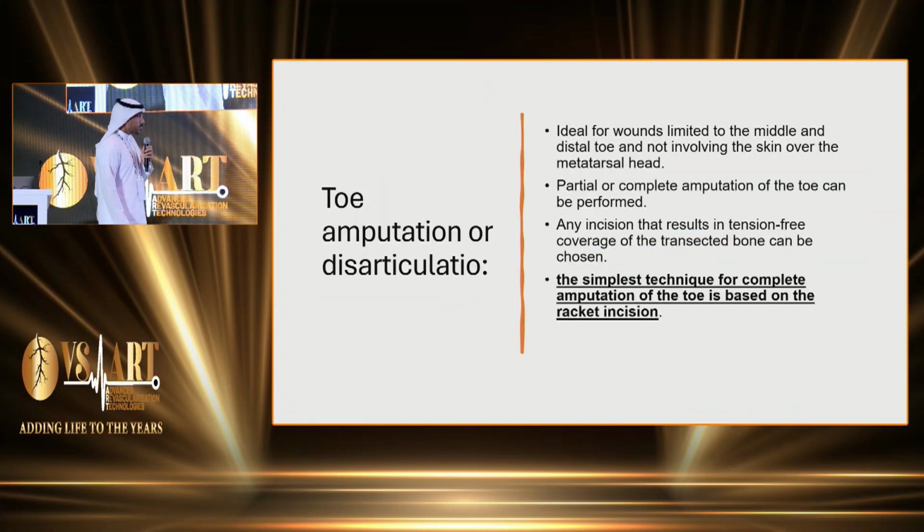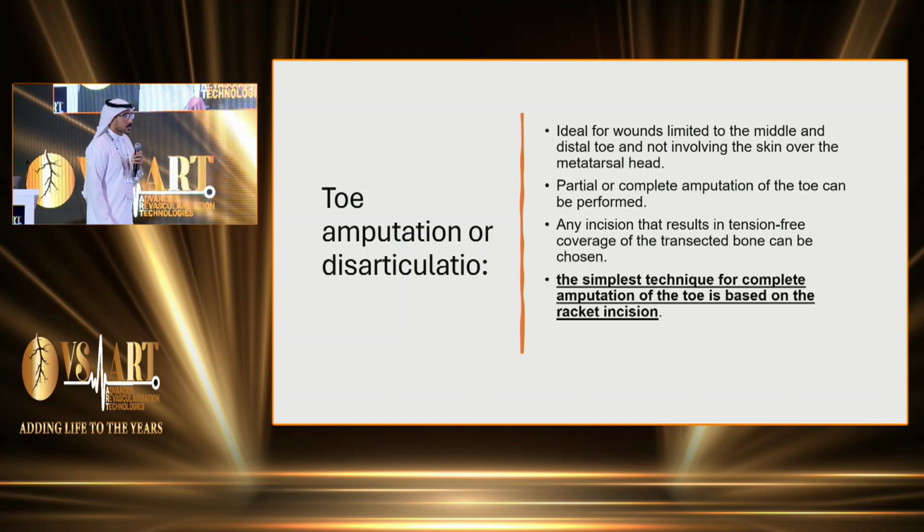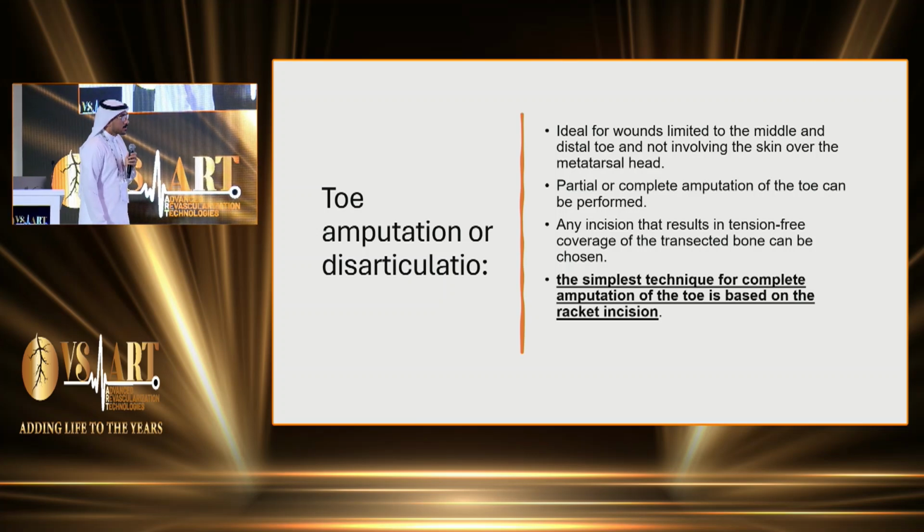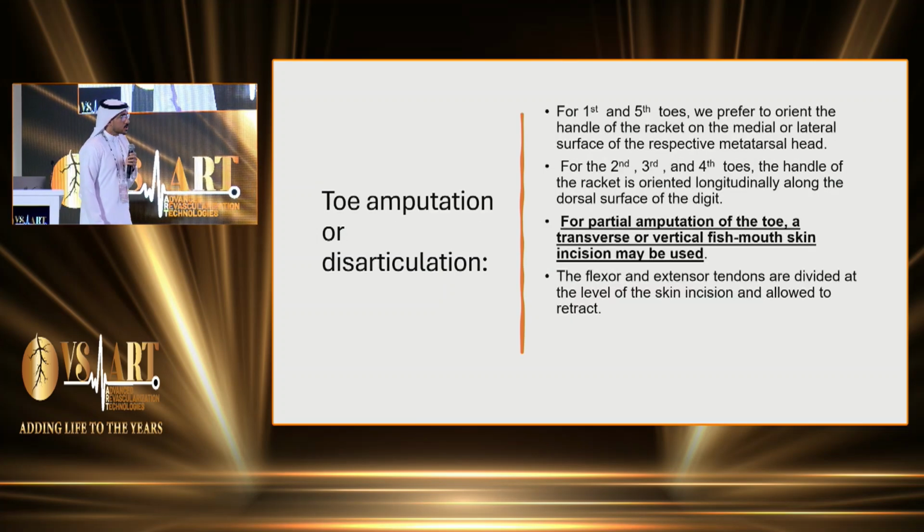So toe amputation or disarticulation is ideal for wounds in the distal toes or the mid toes. Partial or complete amputation of the toe can be performed. Any incision that results in tension-free coverage of the transected bone can be chosen. The simplest technique for complete amputation of the toe is based on a racket incision.